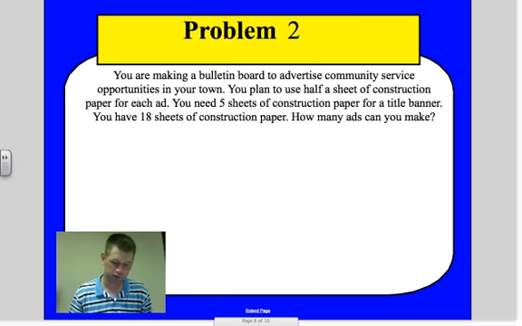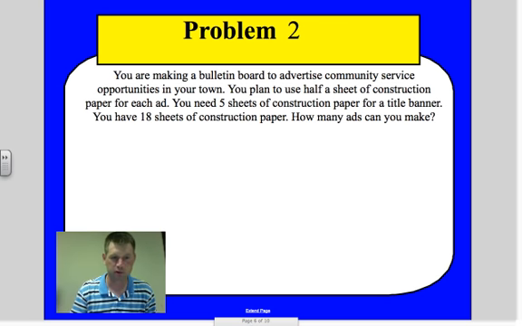Okay, so problem number 2, you are making a bulletin board to advertise community service opportunities in your town. You plan to use half a sheet of construction paper for each ad. You need 5 sheets of construction paper for a title banner, so you just need 5 to make one title banner. Okay, you have 18 sheets of construction paper, so how many sheets of paper would you have left over in order to make some more ads? So how many ads total could we make?